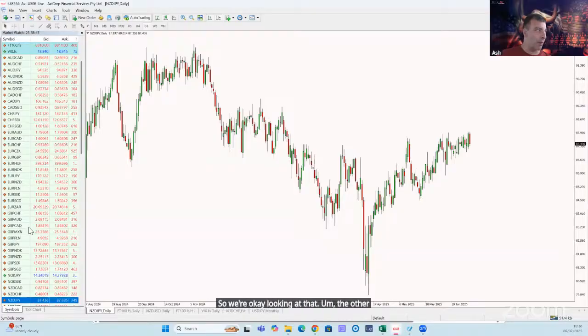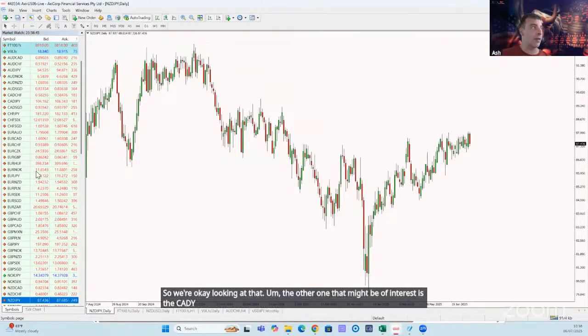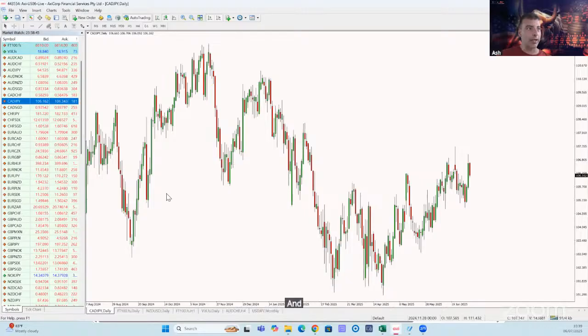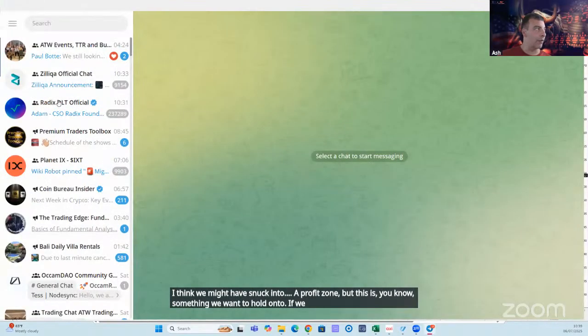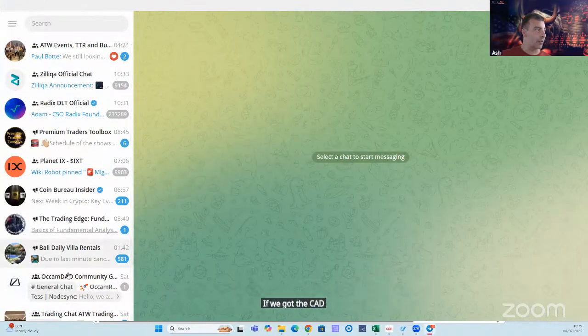The other one that might be of interest is the CAD yen, and we took a CAD yen position on the Telegram channel the other day. I think we snuck into profit, didn't we, last week? Can't remember. Let me just have a quick look. I think we might have snuck into a profit zone, but this is something we want to hold on to. If we got the CAD yen, we want to stick to it. Let's just see where we are.